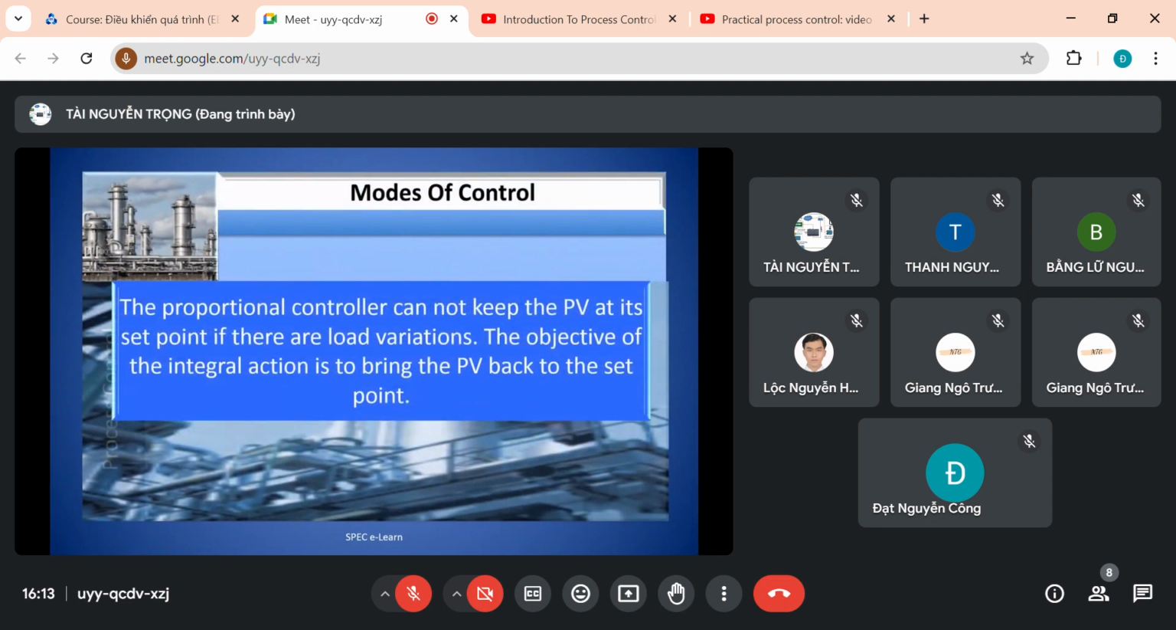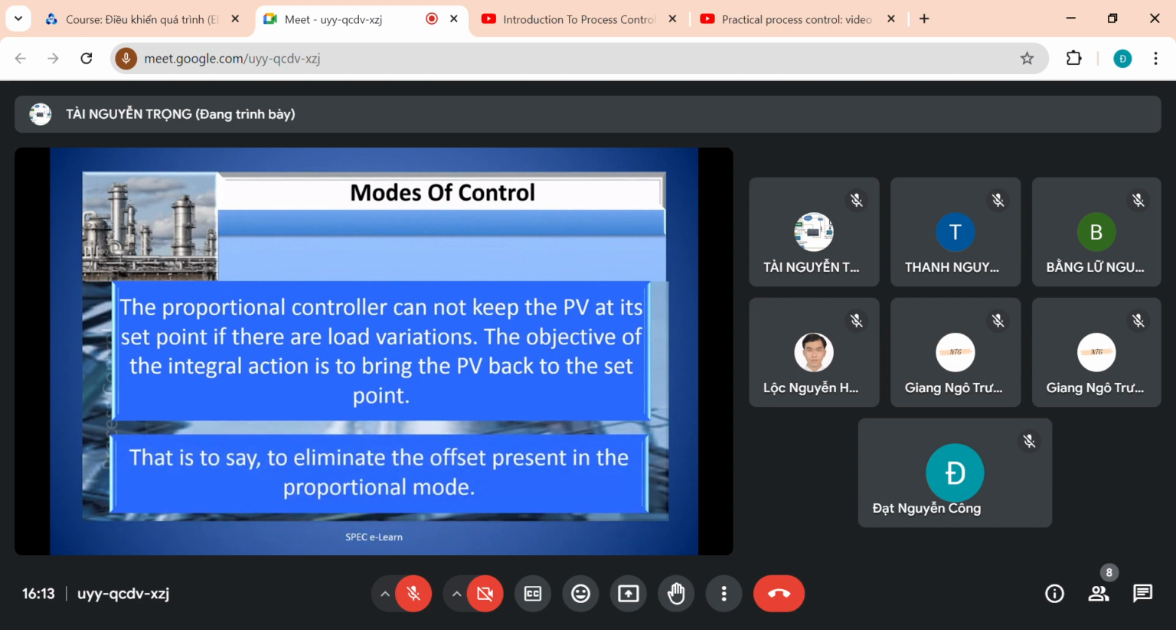Recall what we learned in the previous video on the proportional controller. The proportional controller cannot keep the PV at its set point if there are load variations. The objective of the integral action is to bring the PV back to set point, that is to say, to eliminate the offset present in the proportional mode.